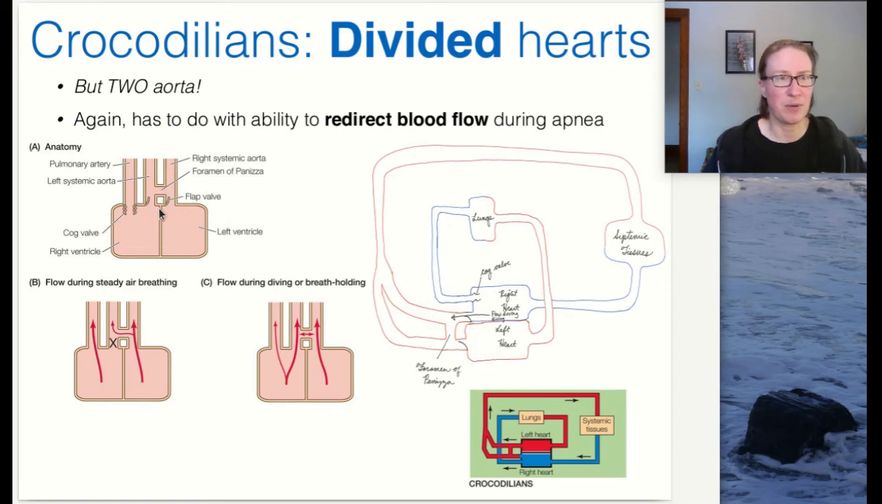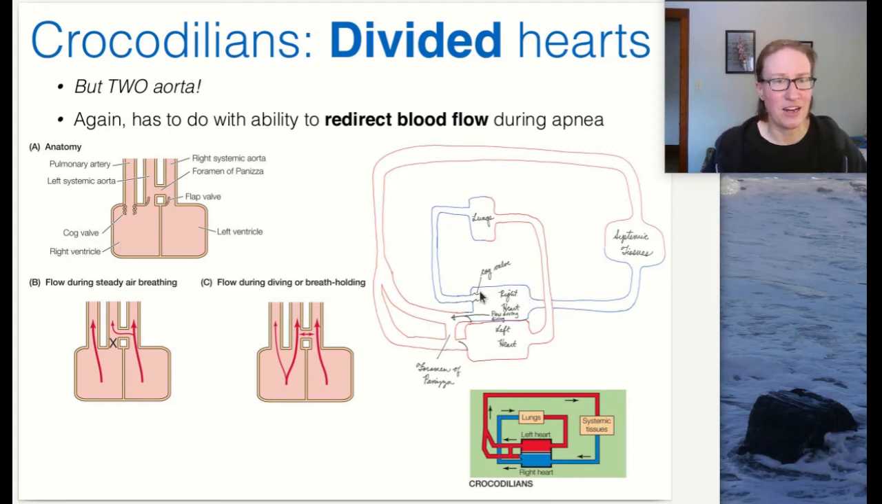So here's a picture from the book that illustrates, so left ventricle, right ventricle. There's a cog valve to the right ventricle, and we'll take a look at what that accomplishes in a moment. And then there are flap valves here for both the left and right ventricles, okay? So if we scrutinize this, when a crocodilian is breathing air, the cog valve in the right ventricle will be open. So I'm going to jump over to the diagram on the right side of the slide.